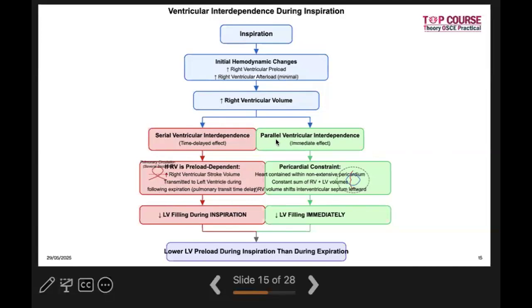And there is also parallel ventricular interdependence, because the right side of the heart is distended with increased volume. This can compress the left side of the heart, which can again reduce the left ventricular filling. So overall, during inspiration in a spontaneously breathing patient, the left ventricular preload is going to go down and is going to increase only during expiration. One, because of the serial ventricular interdependence, and number two, because of the parallel ventricular interdependence.